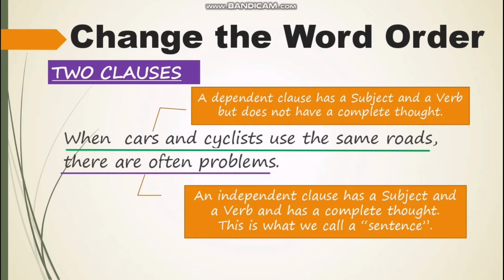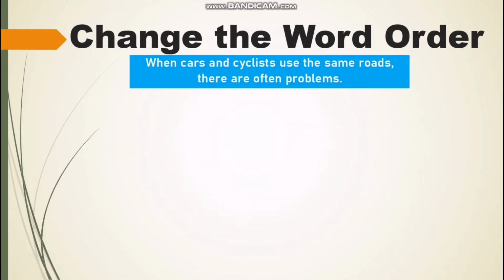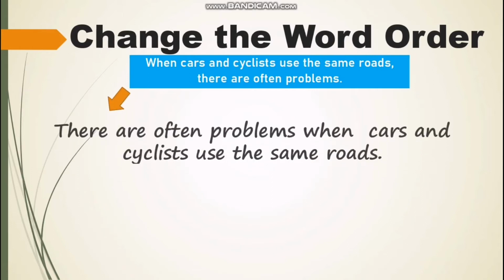With a task having two clauses, you just have to change their order. In this example, you simply put the independent clause first, followed by the dependent clause. So it becomes, there are often problems when cars and cyclists use the same roads. As you see, there's no need to use a comma now to connect the two clauses. Now, let's apply the first method using synonyms.